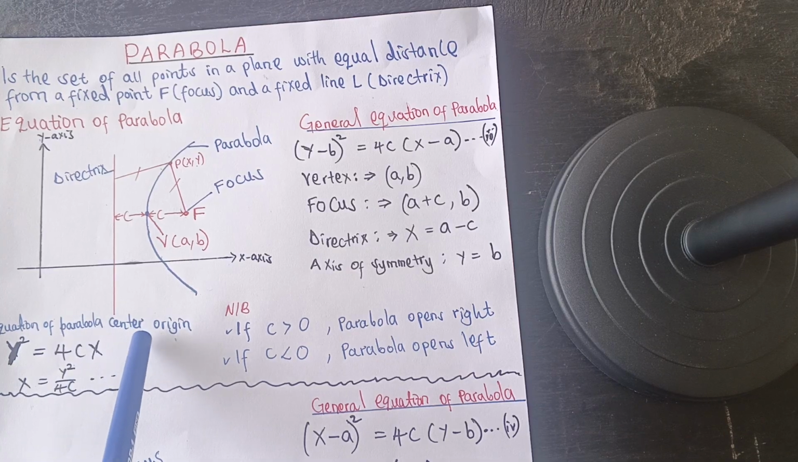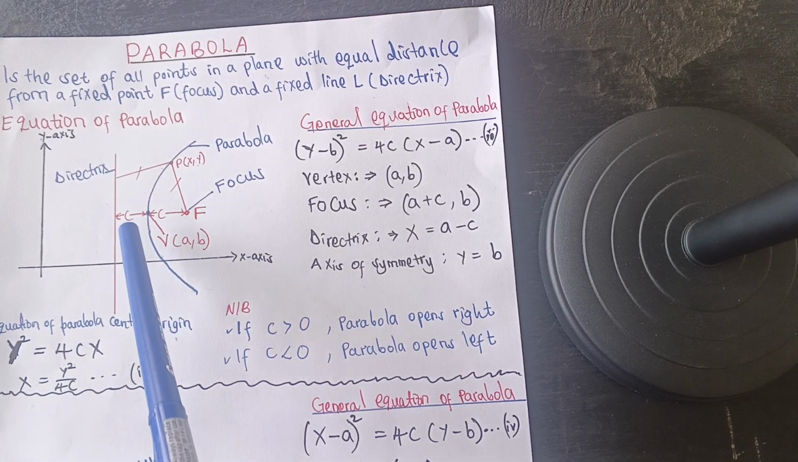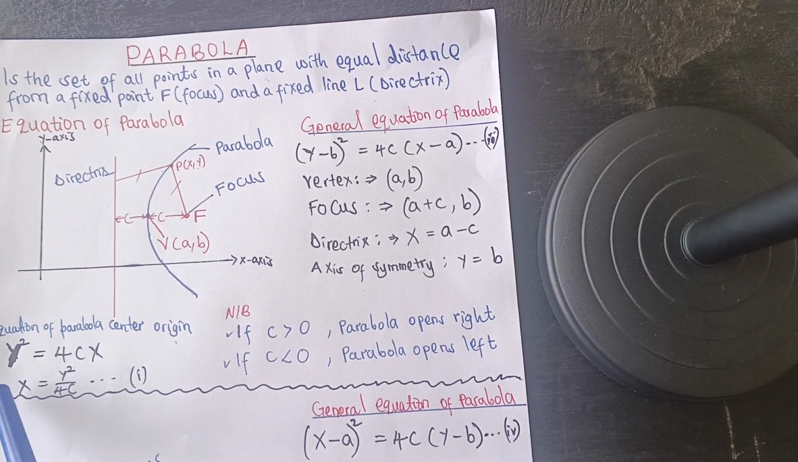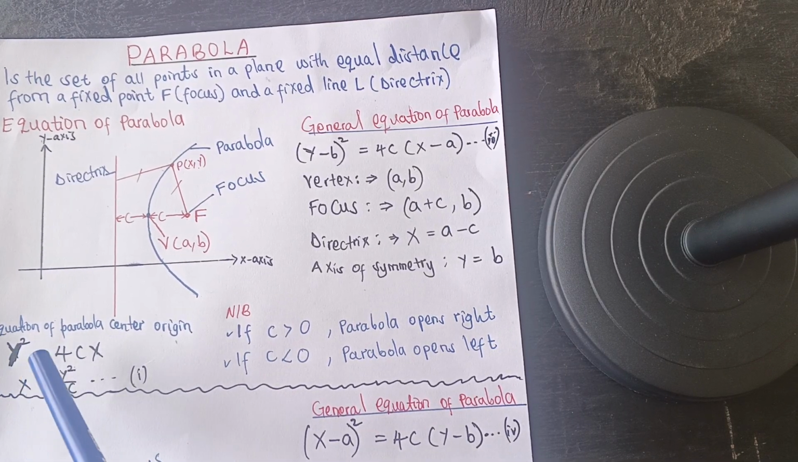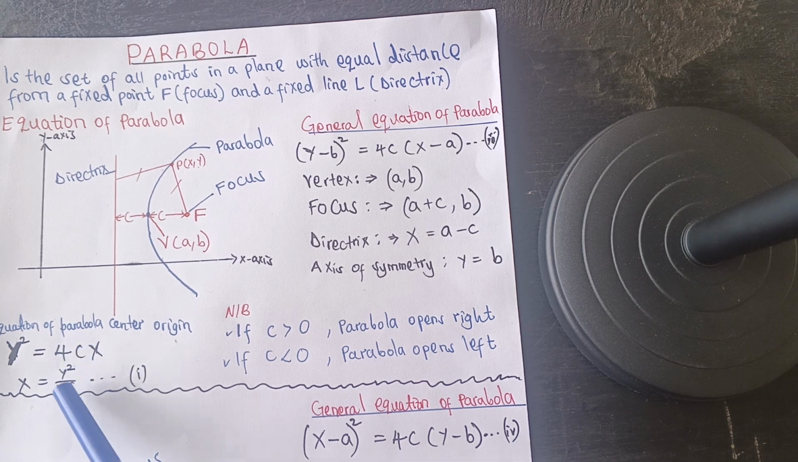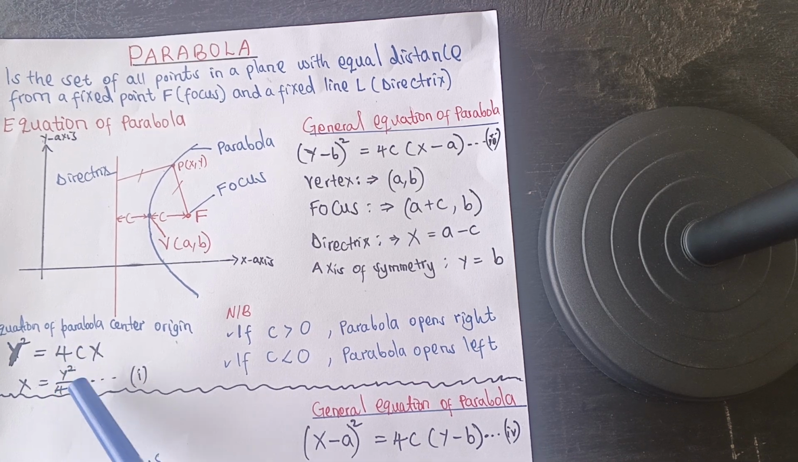Equation of parabola, center origin. If the center of this vertex is at the origin, the equation of the parabola would be y squared is equal to 4cx, meaning x, if you divide both sides by 4c, it's going to be y squared over 4c.